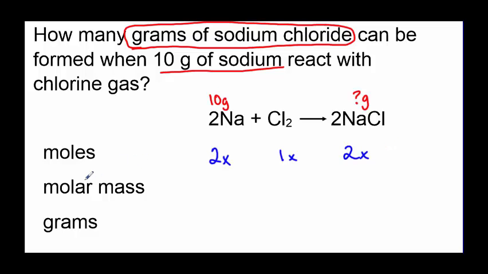So to find X, we are going to need our molar mass. So remember that that comes from the periodic table. So sodium, the mass of 1 mole of sodium, remember that this is grams per mole.